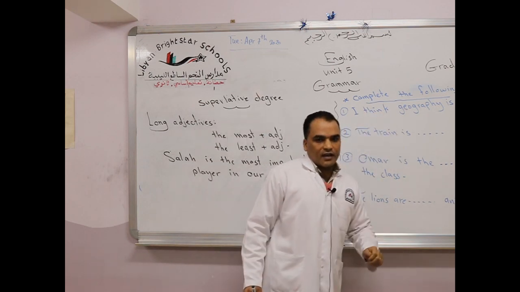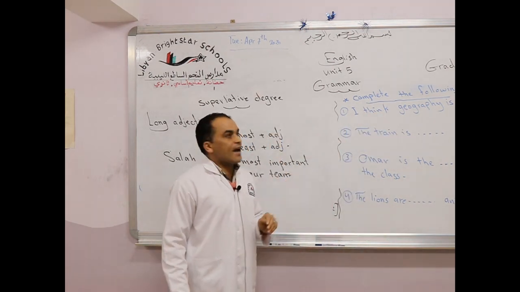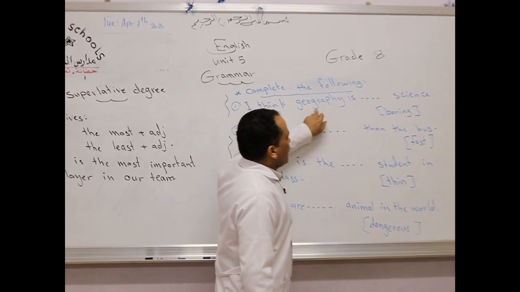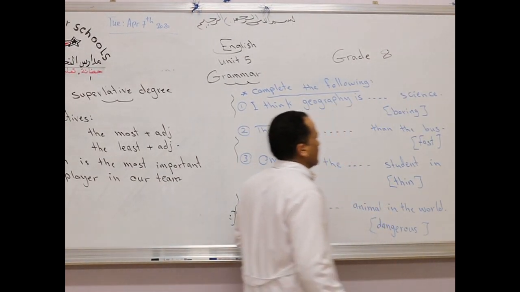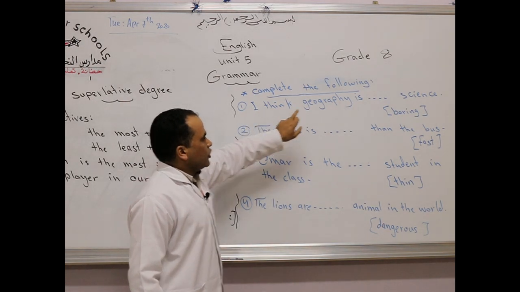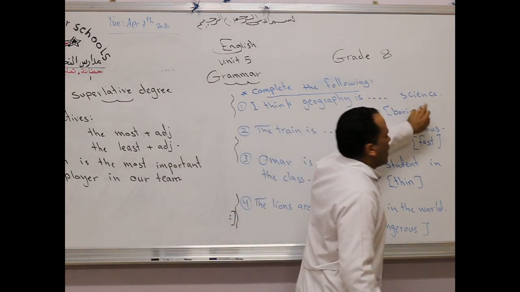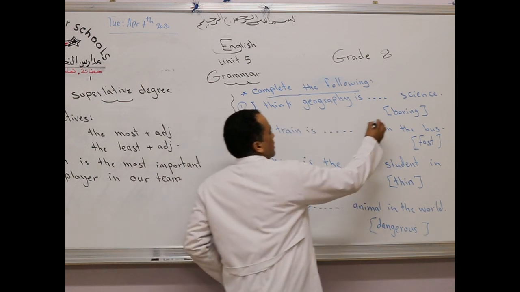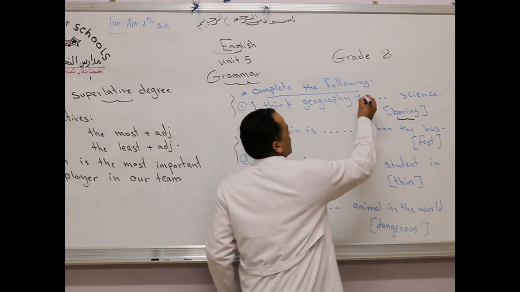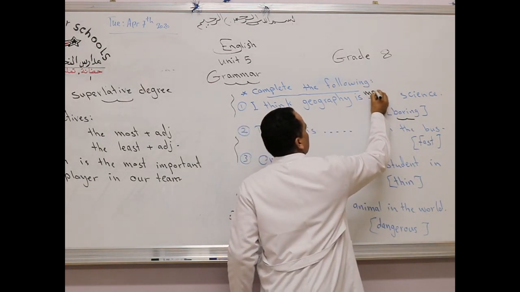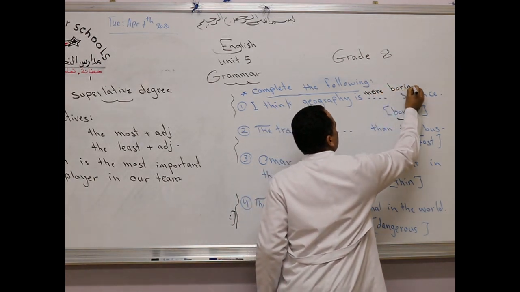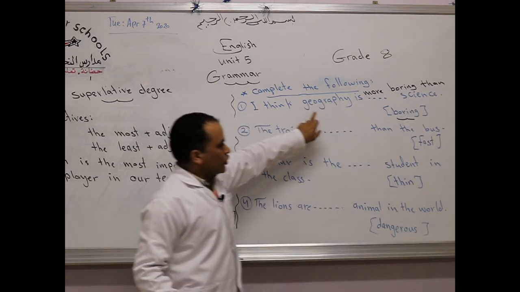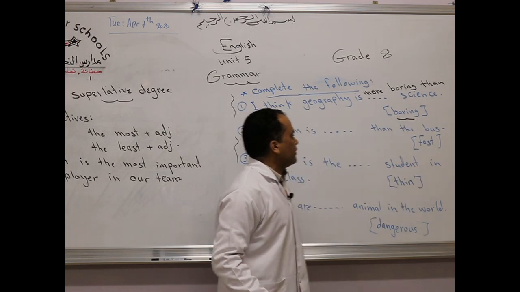Complete the following sentences. After we have finished, it's time to practice. Number 1, I think geography is more boring than science. We make a comparison between geography and science. Boring is a long adjective. Is more boring than science. I think geography is more boring than science.